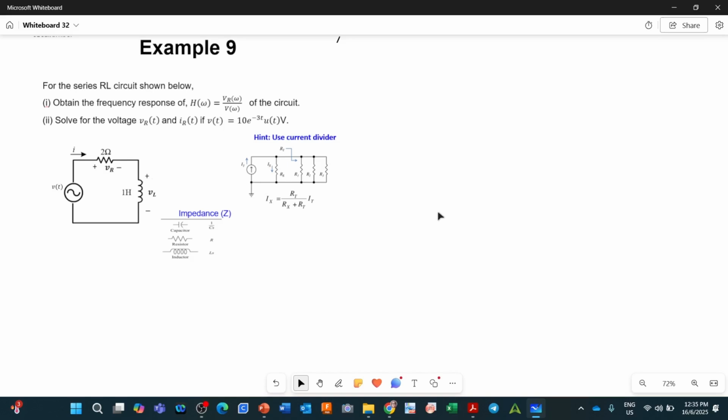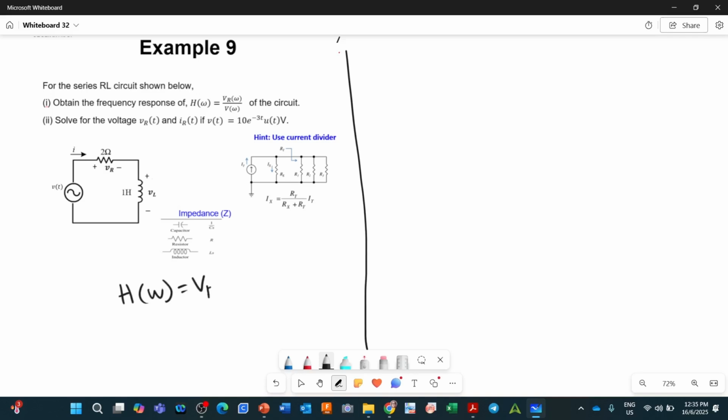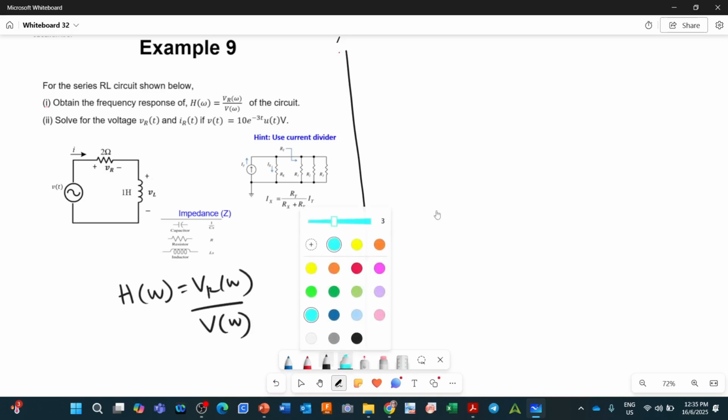Okay, so the question asks you to obtain the frequency response of H omega. So just write that H omega is equivalent to VR omega over V omega. Since we know that we need to find what is VR, then we are going to use the equation for VR.